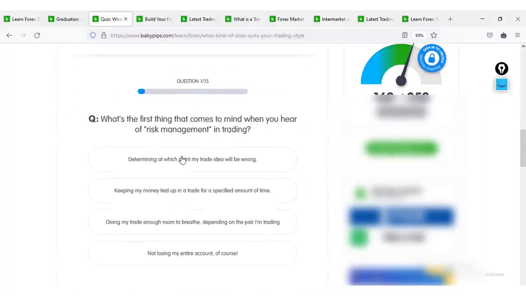I'll do 1 and 2, pause this video, complete it, and then come back and give you the results. Okay, so the very first question we are going to answer is, what's the first thing that comes to mind when you hear of risk management in trading? Option A is determining at which point my trade idea will be wrong. Keeping my money tied up in a trade for a specified amount of time. This is what I did that burnt almost $2,000 US, if not more. And giving my trade enough room to breathe depending on the pair I'm trading. Not losing my entire account, of course.